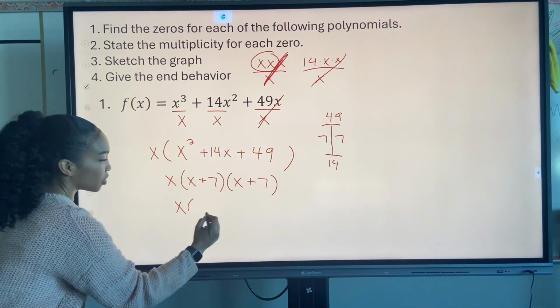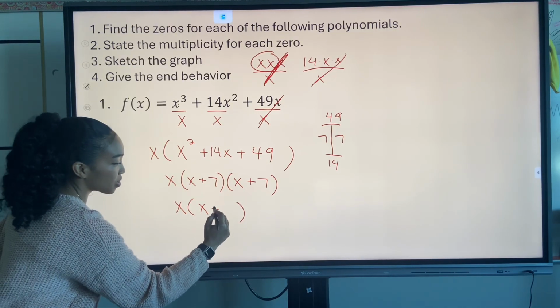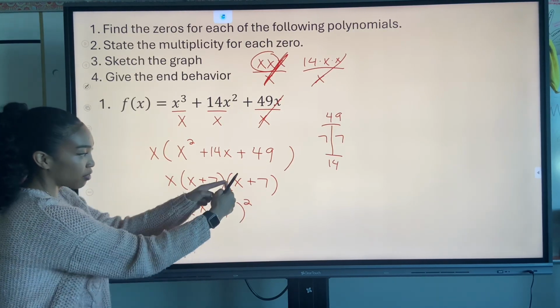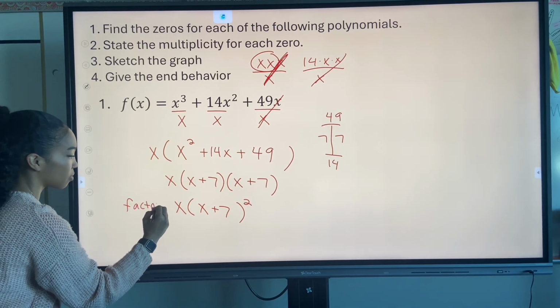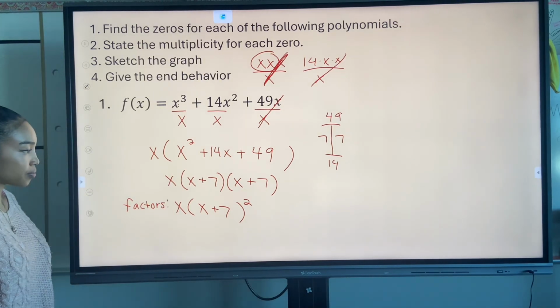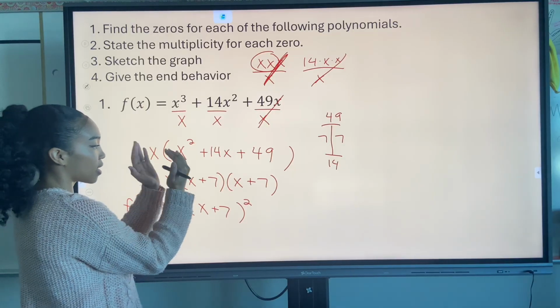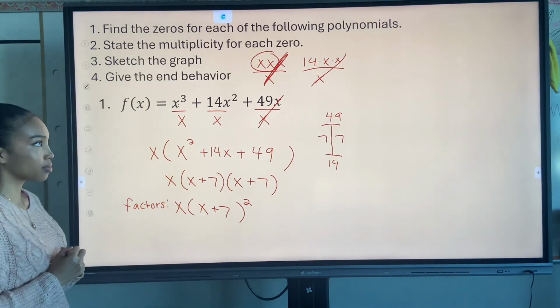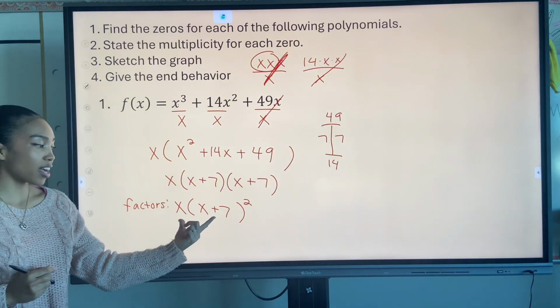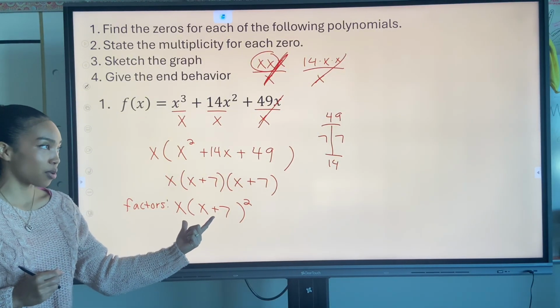Let's write this a little more efficiently. X plus 7 squared, because you have 2 of them. So these are your factors. These are being multiplied: x times x plus 7 times x plus 7. These are factors. Now that we have our factors, we can find our zeros.